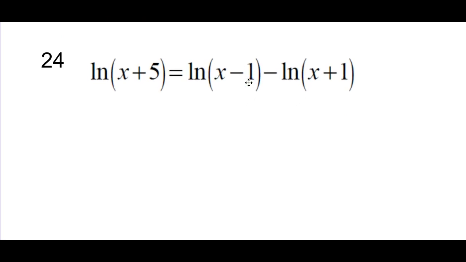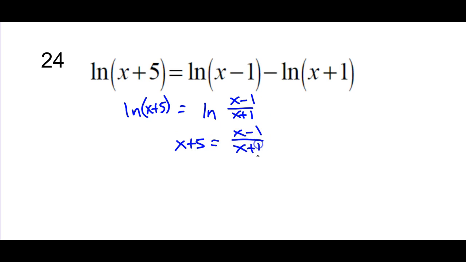This one, we have to go back to our log properties. Since these are the same base over here on the right side and I've got a minus sign in between them, I can say this is the same thing as the natural log of x minus 1 over x plus 1. And since on both sides of the equation I'm down to one logarithm with the same base, I can use the one-to-one property and say x plus 5 must equal x minus 1 over x plus 1. And then solve for x.